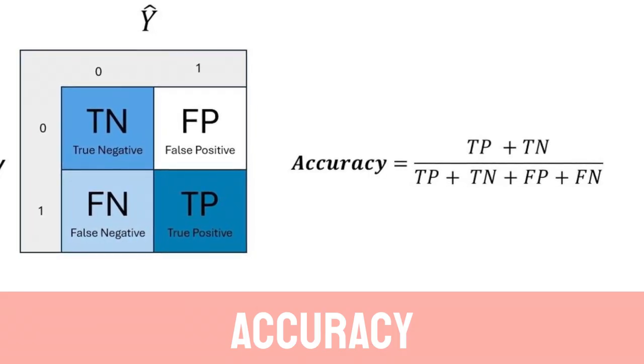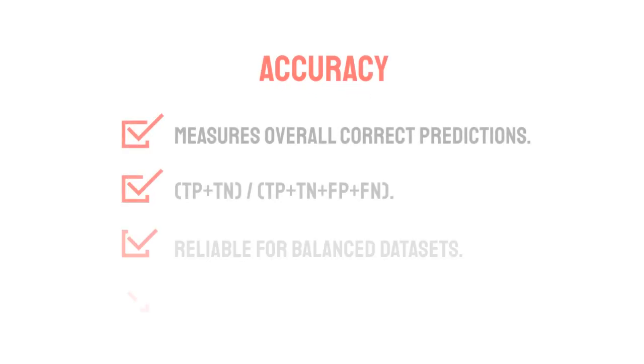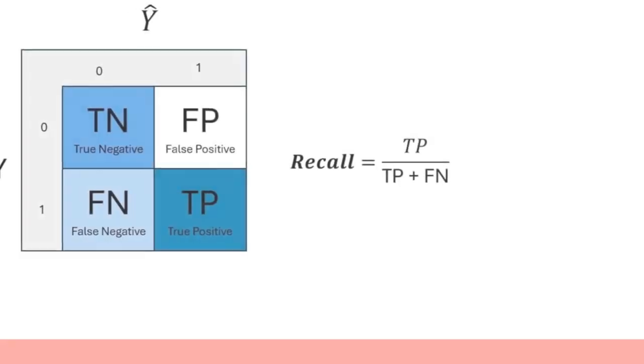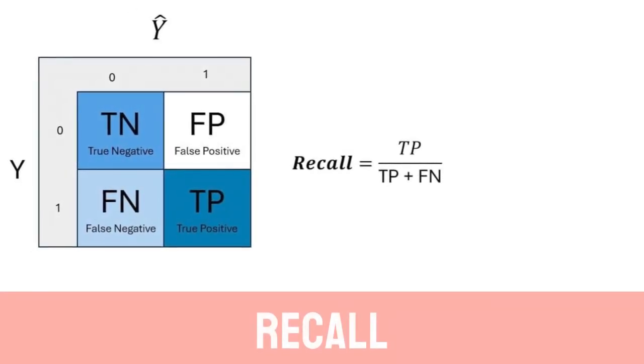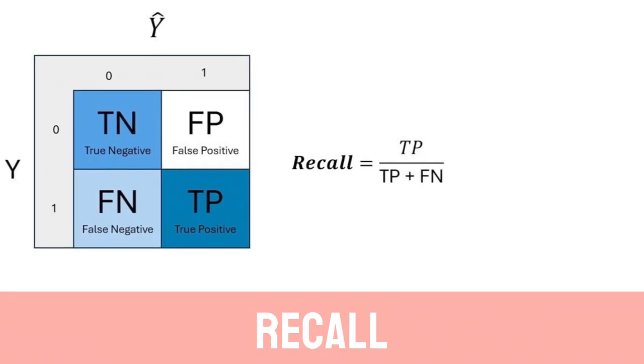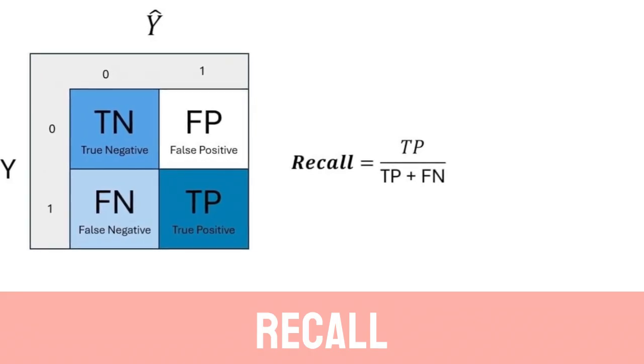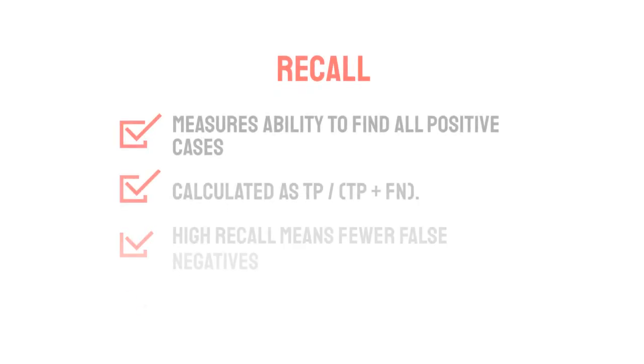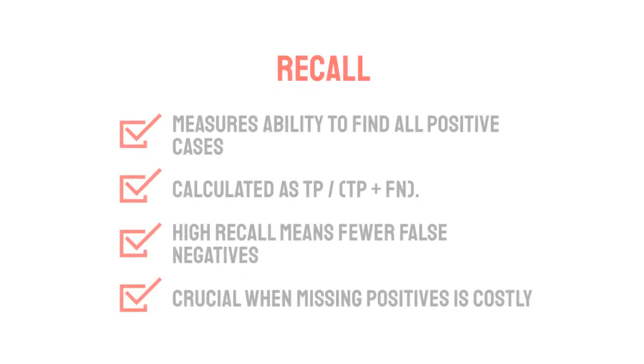For example, if you have 95 non-spam emails and 5 spam emails, a model that always guesses non-spam will have 95% accuracy, even though it never finds the spam. Recall, also known as sensitivity or the true positive rate, measures the model's ability to find all the relevant or positive cases within a dataset. It answers the question, of all the actual positive instances, how many did the model correctly identify? In our spam example, recall tells you how many of the actual spam emails the model successfully found.